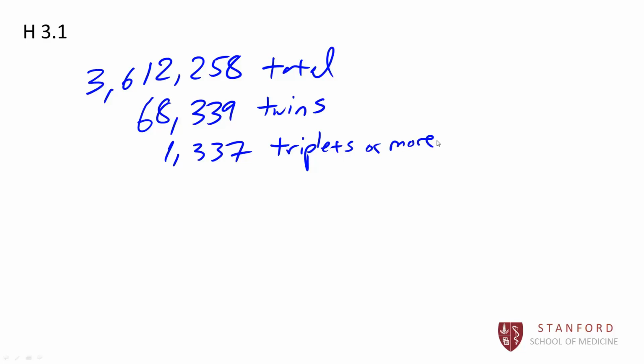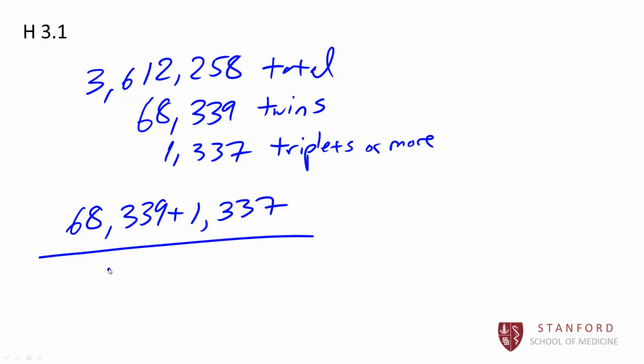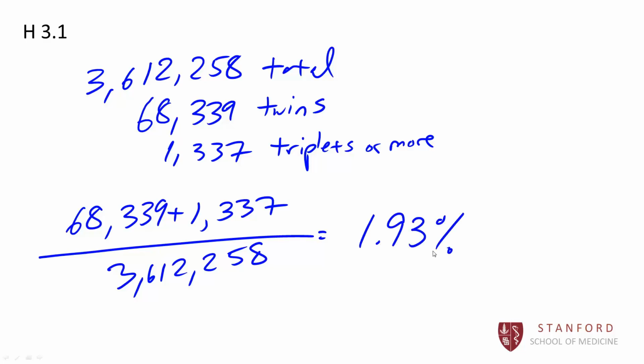Okay, so the first part of this question is asking about the probability of having multiples or more in 1980. That is just going to be the number of twins plus the number of triplets divided by the total number of births. Okay, and if we do this math out, that's going to give us about 1.93%. So that's the probability of having multiples or more in 1980.